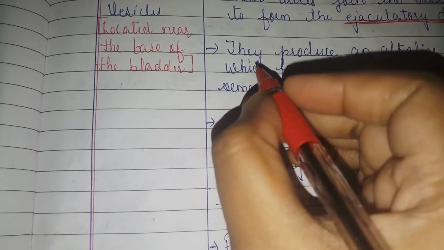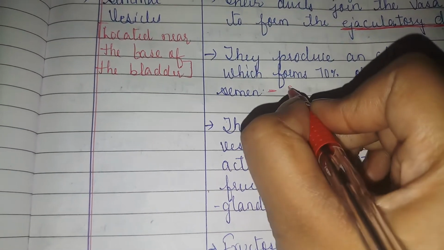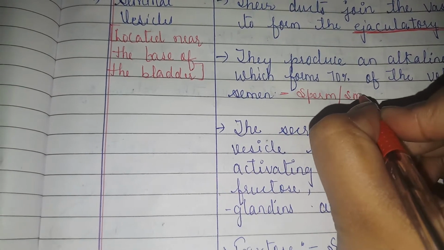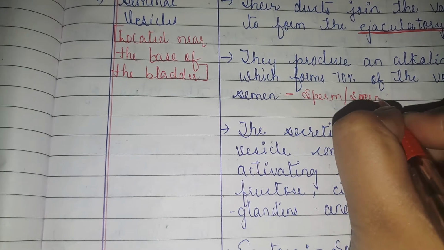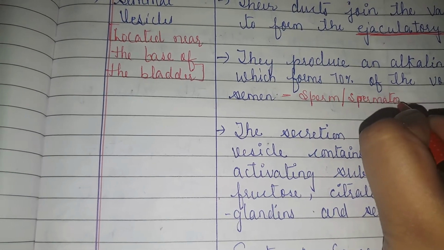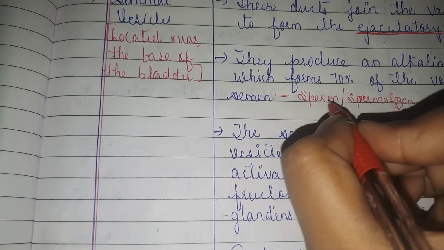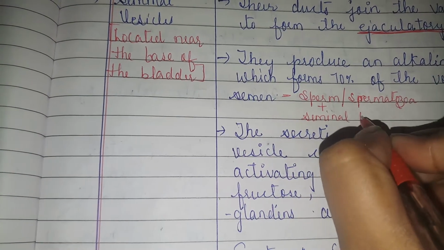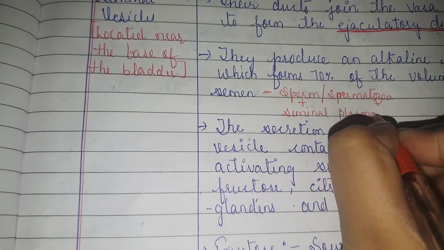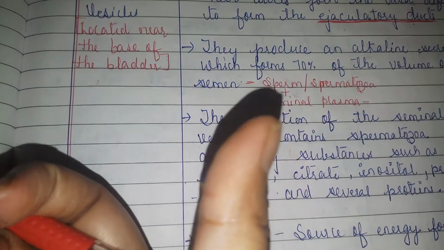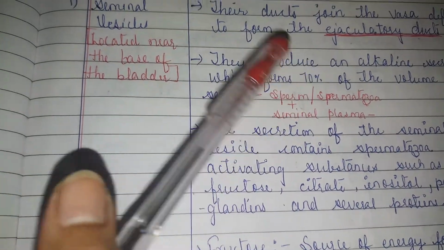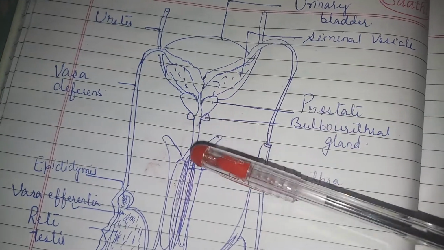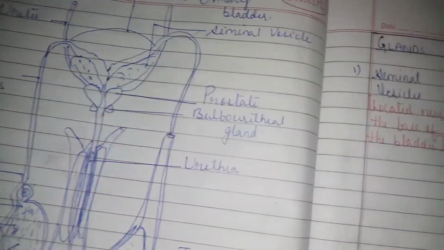Let me write here. That is the mixture of sperm or spermatozoa plus seminal plasma. Now this seminal plasma is the collective term given for the secretion of all these three glands which we have read here: seminal vesicle, prostate and bulbourethral gland.